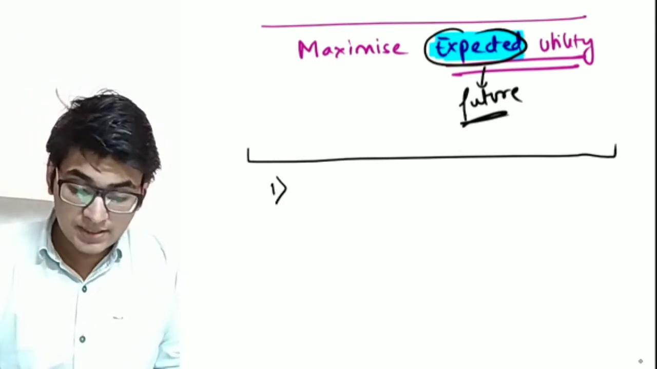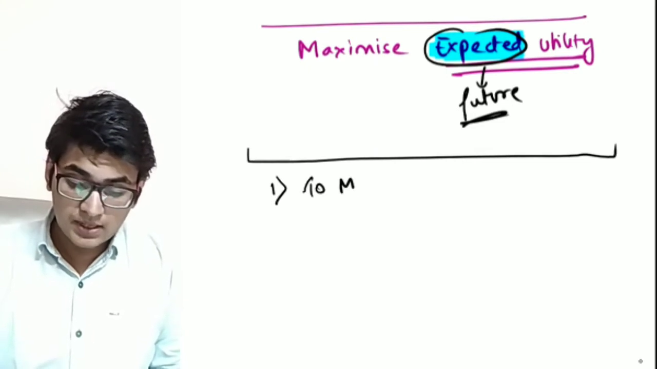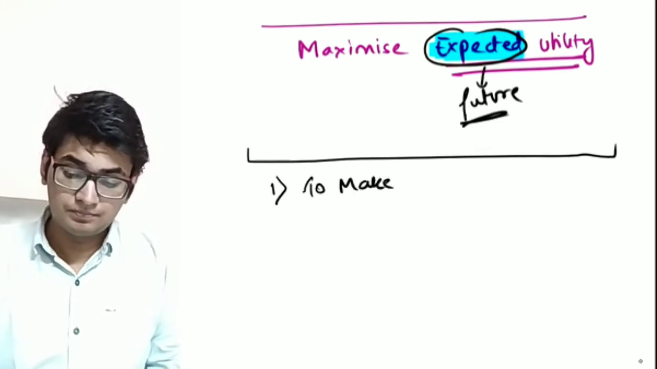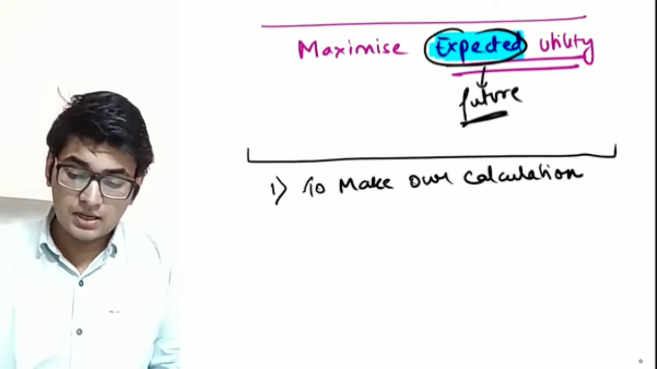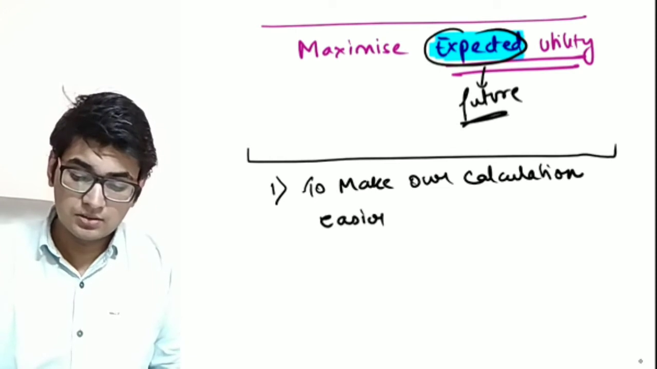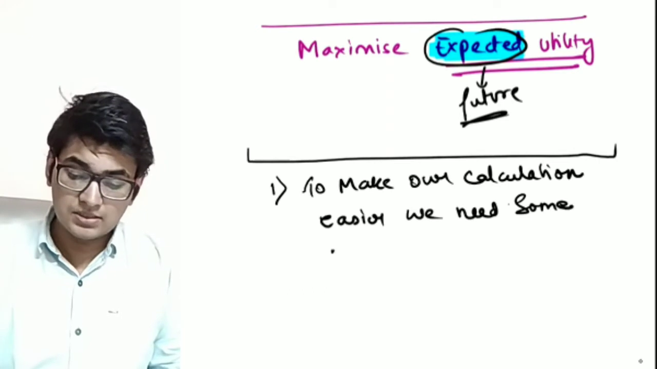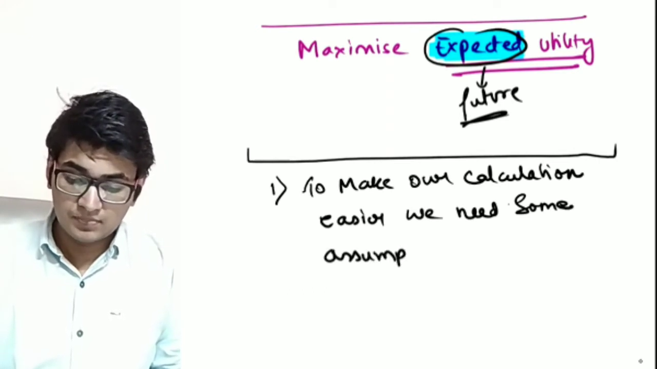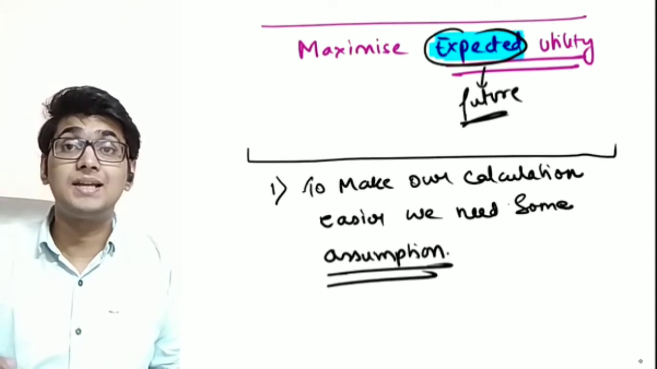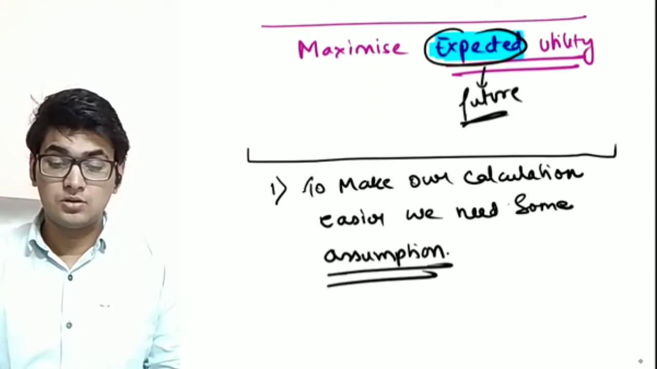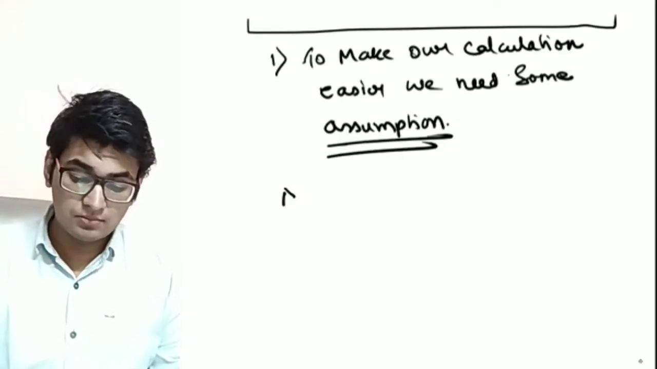So first of all write down why we make assumptions: to make our calculation easier, we need some assumptions. But these assumptions might not hold true in real life. So now what are those assumptions? I am dictating, please write it down.